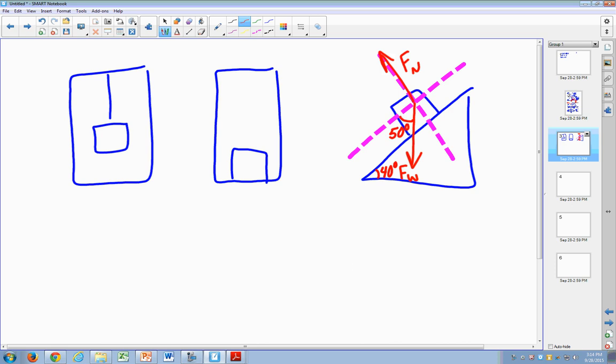All right, so again, with your inclined plane, you should be able to just look at it and say, well, this is F_W cosine 50, and then this is F_W sine 50, and then fill in whatever forces you have otherwise.